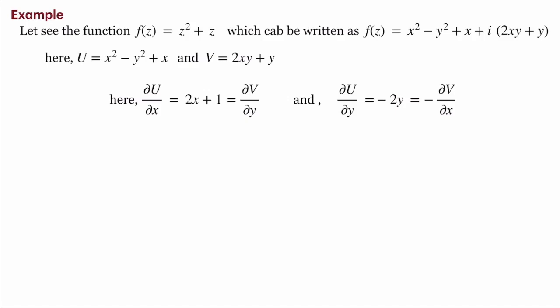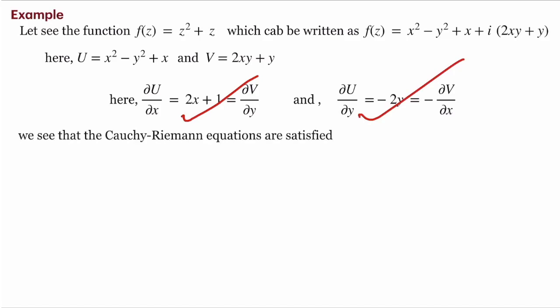So in this case, the first of the Cauchy-Riemann conditions is satisfied. Let's look at the second one. The derivative of u with respect to y is equal to minus 2y, which is the same as minus 1 times the derivative of v with respect to x. So both the Cauchy-Riemann conditions are satisfied. So this function must be analytic, which we already know, as all polynomials are analytic functions. It also satisfies the Cauchy-Riemann condition.